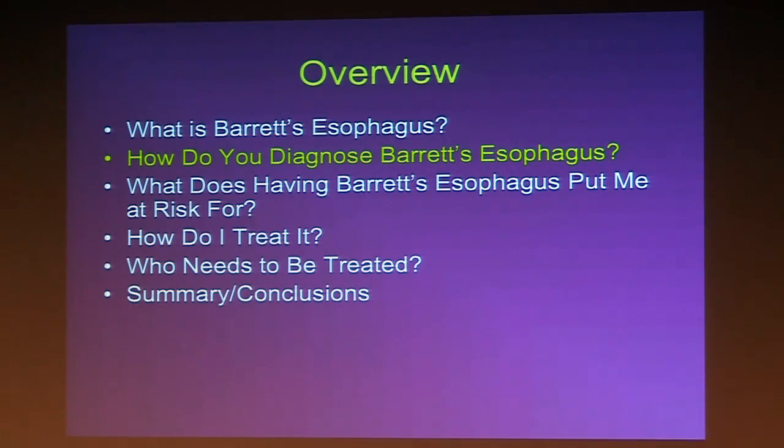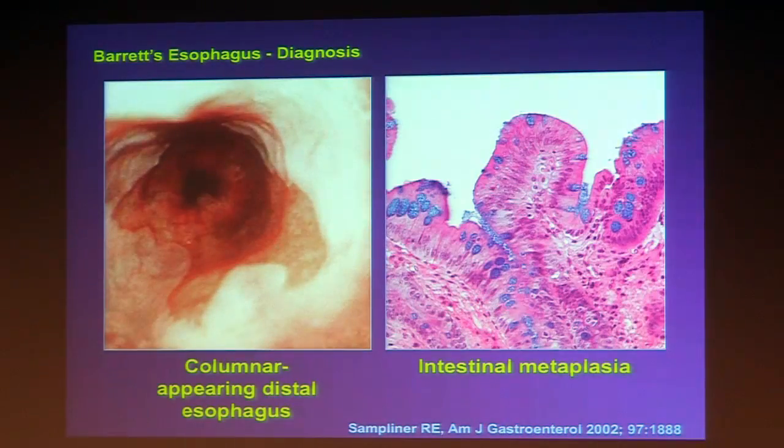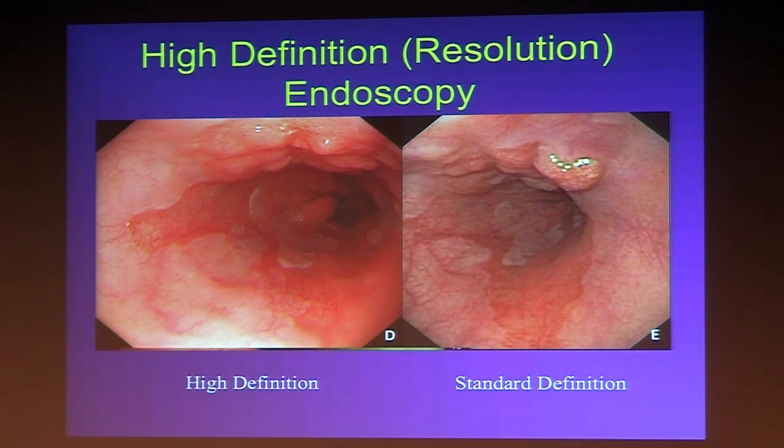So how do you diagnose it? Well, I've kind of given you a hint. Endoscopy is how you take a look and suspect it. But again, you have to have the biopsies, and you have to see this intestinal metaplasia, where you see these dark cells that stain for mucin. These are the goblet cells that we talk about, and these are the cells that confirm the diagnosis under the microscope. So it's a combination of both.